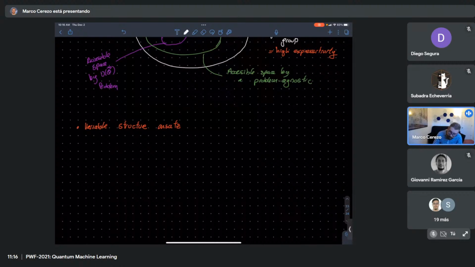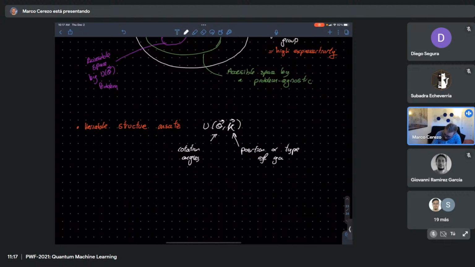So the idea of variable structure ansatz is that now U is going to be a function of two sets of parameters, theta and k. So theta are going to be, for instance, rotation angles, and k are going to be position or type of gates. And whenever we do our optimization here, what we're going to be doing is changing the structure of the ansatz on the fly.